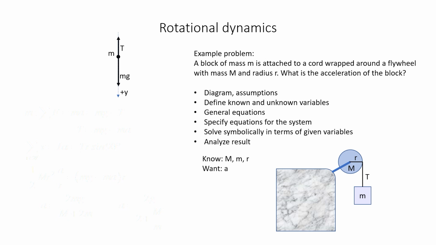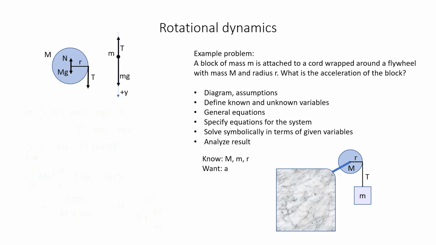Let's start by drawing a free body diagram of our falling block. We'll put the plus y in the downward direction to keep the acceleration positive in our equation. We have mg pointing downward, and the tension force, smaller, pointing upward because the block will be accelerating downward.